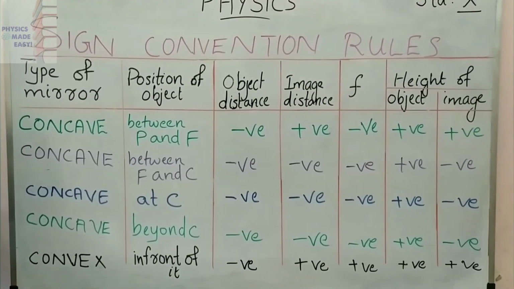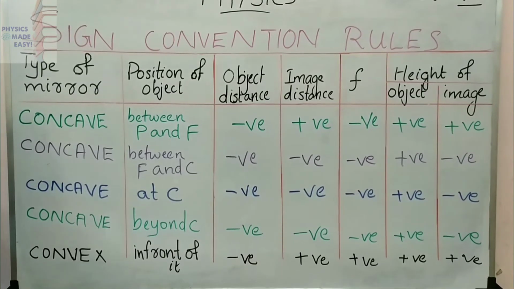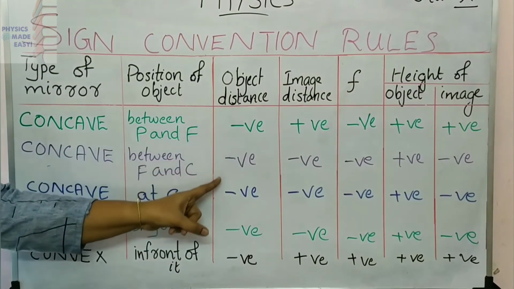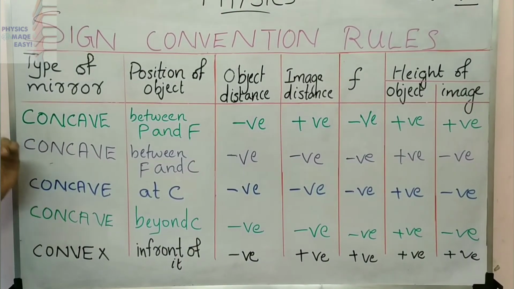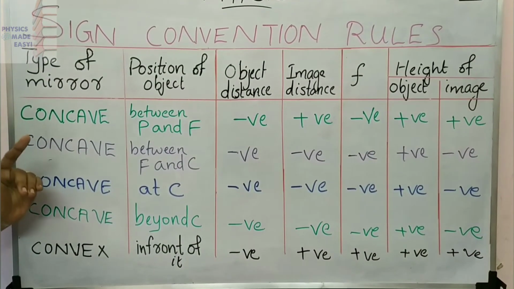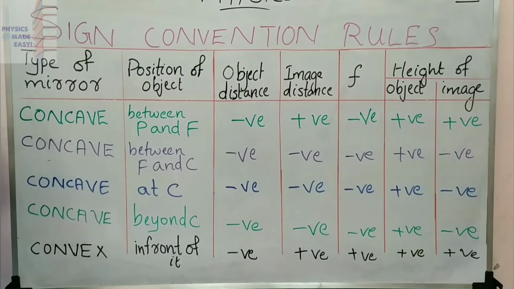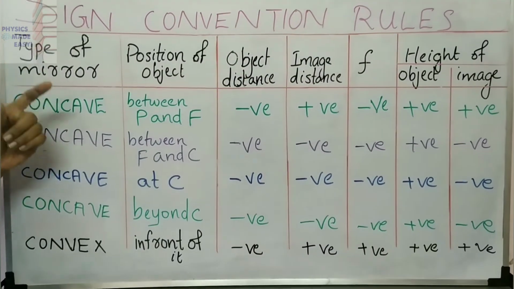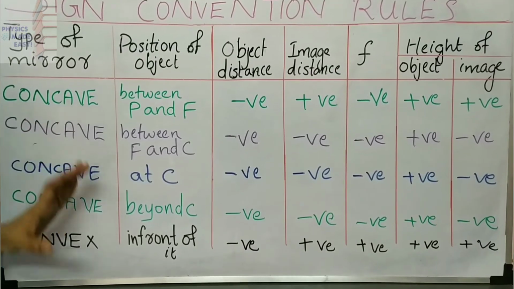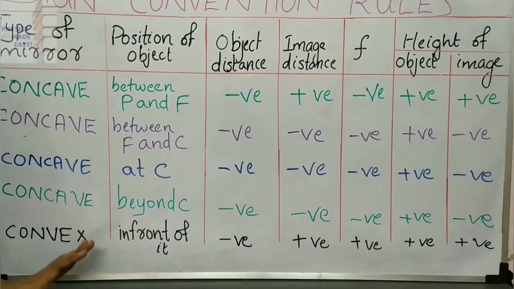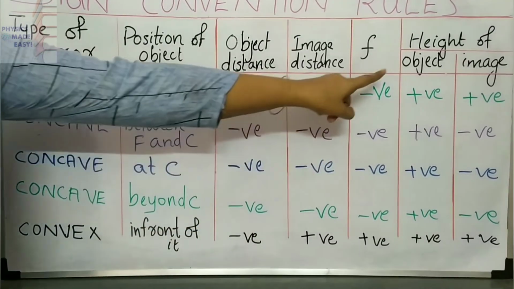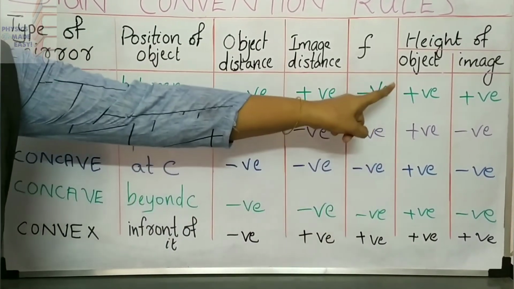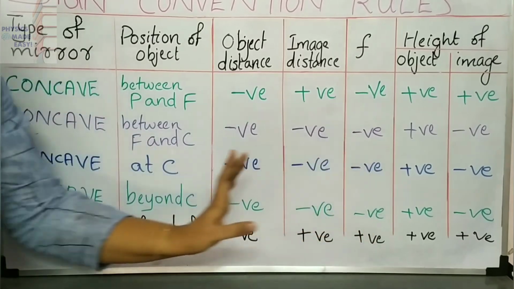Children, for doing problems, keep all these points in your mind. Here you can see object distance is negative, so maybe concave or convex. That is our first sign convention rule. You have to place the object on the left side of the mirror. So this object distance will always be negative. No need to get confused. Object distance will always be negative. Like that, the height of the object will always be positive.